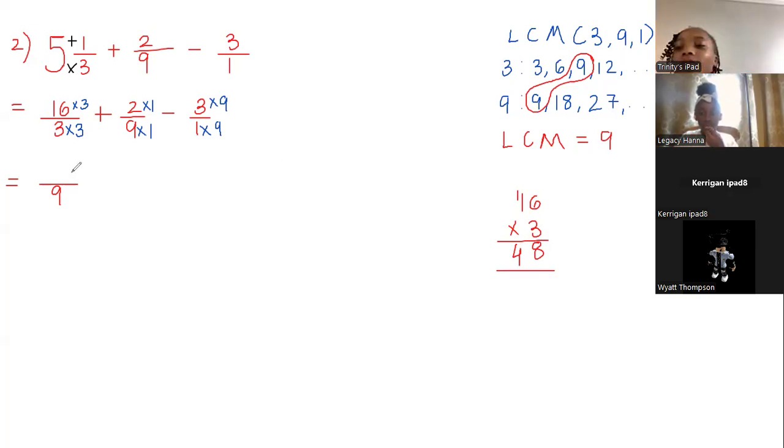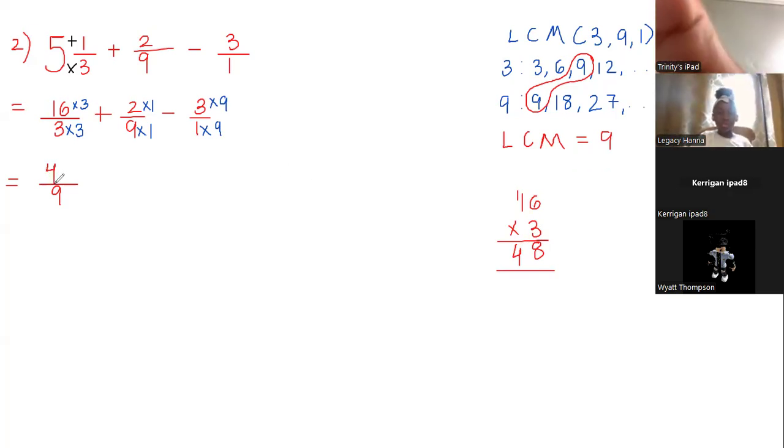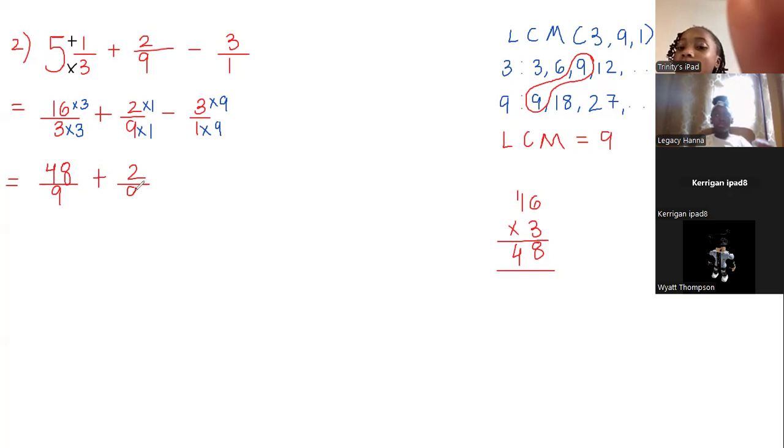And so we have what on top? 48. Very good. Plus 2 times 1 is over what? 9. 2. Very good. Minus 9 times 1 is 9. Very good. Minus 3 times 9 is what? 27. 3 times 9 is 27. Very good. 27 over 9. Very good.